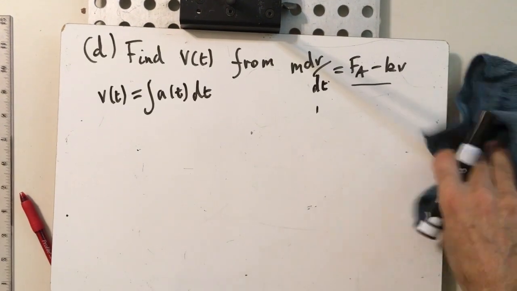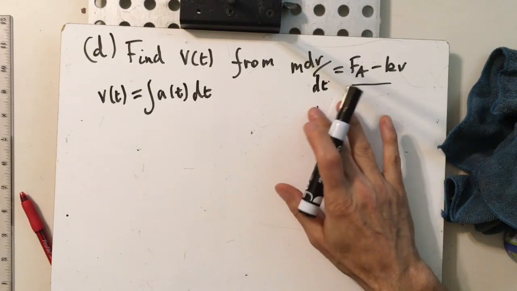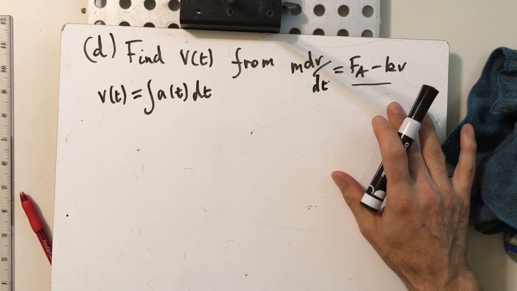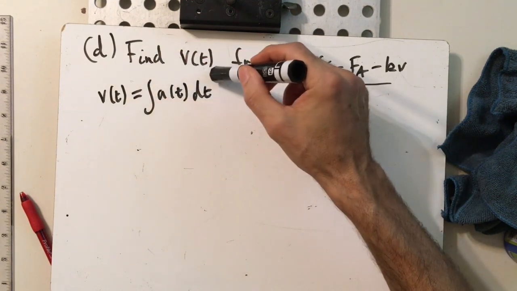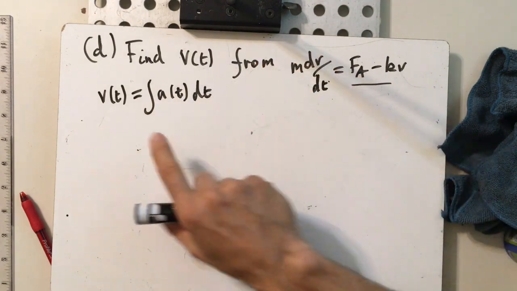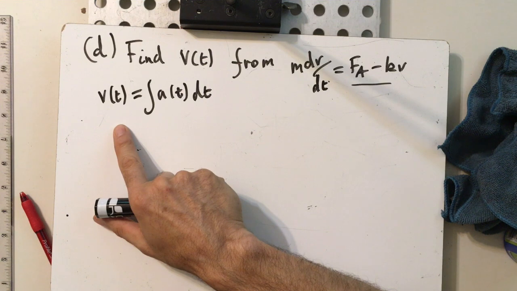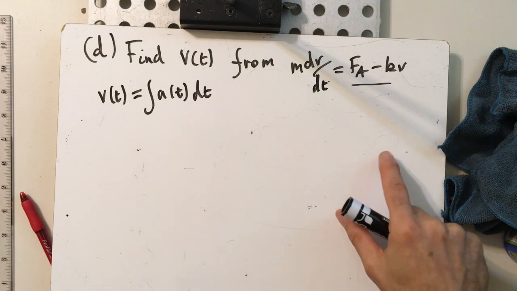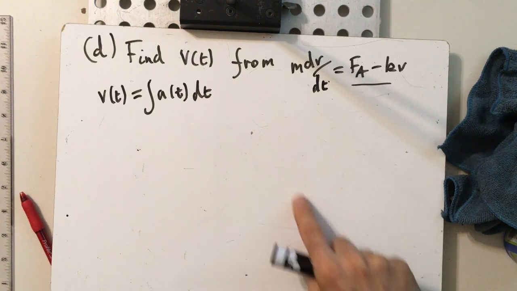Okay, so here's what I ended up with before. I had Newton's second law, m dv/dt equals the force applied minus kv, and my task is to find a velocity as a function of time function from this. I know that velocity as a function of time is equal to the integral of acceleration as a function of time. So therefore, I must be integrating something here.